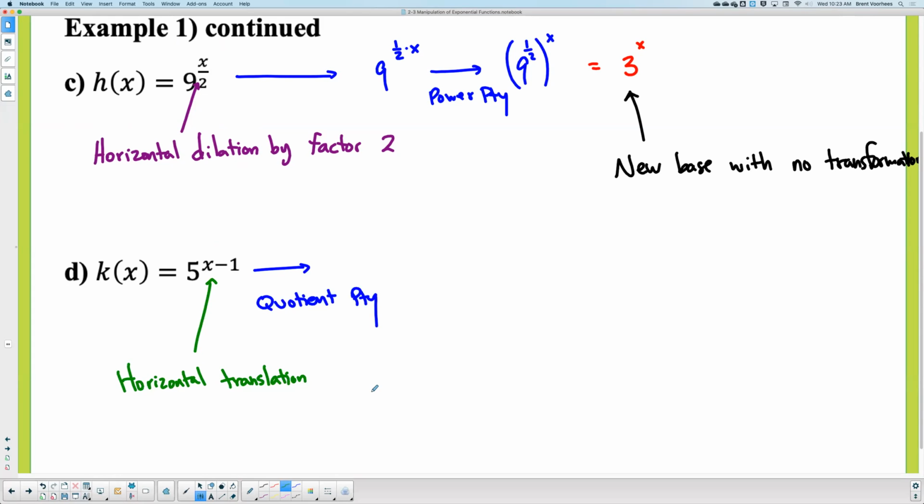If you add 1, you're going this way. If you add 1, you're going this way. You go up. The x-axis goes this way. Which way is positive 1?